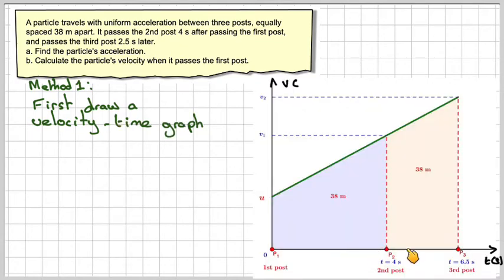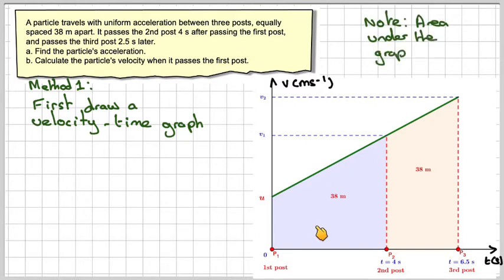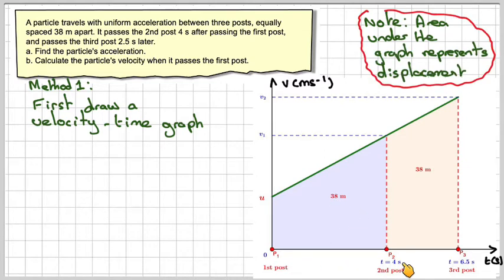So we have time here and velocity here. We have u, which will be the starting velocity, which we'll have to calculate. We know that this is a straight line because we have uniform acceleration. We remember that the distance or displacement is represented by the area underneath the graph. So we've got the first post here, second post here, third post here, and we know that this must be 38 in this case, and this will be 38 in this case.